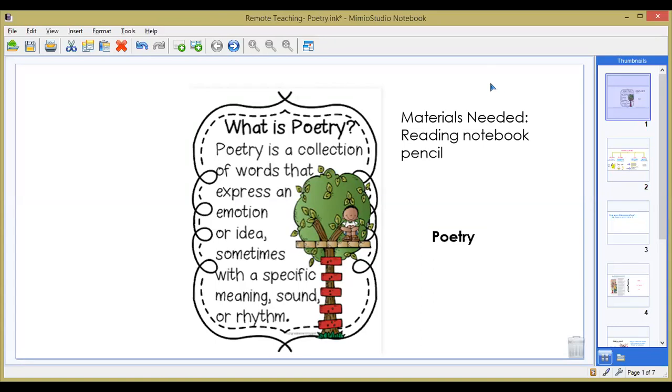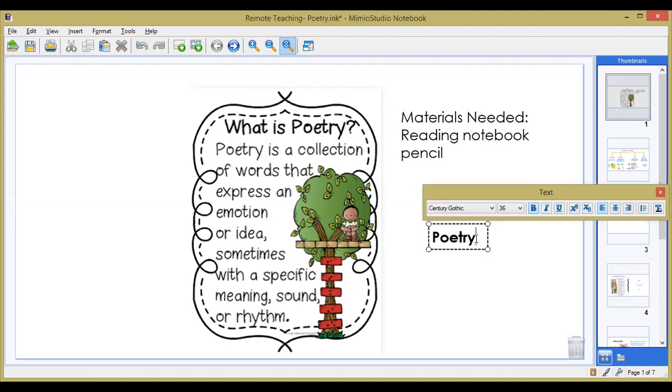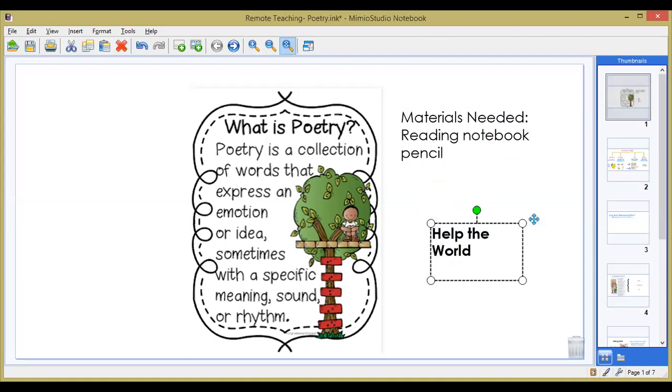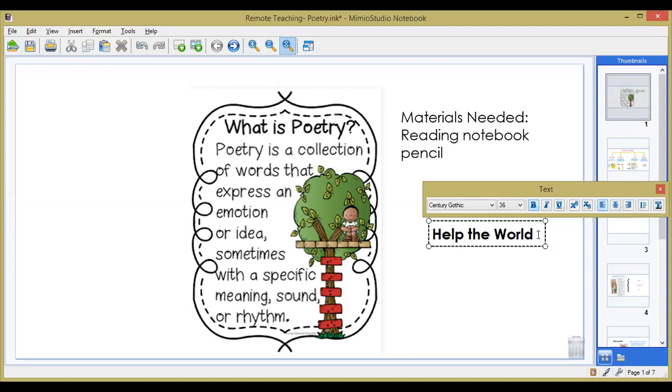If you remember from yesterday, you are going to need your reading skill notebook and a pencil. Now, yesterday in your table of contents, you labeled your page poetry, and today in your table of contents, you are going to be labeling your poem, Help the World. So in your table of contents for today, you have Help the World labeled. And on your new page in your reading notebook, it's going to say Help the World. That is the title of our poem that you're going to be working on today.